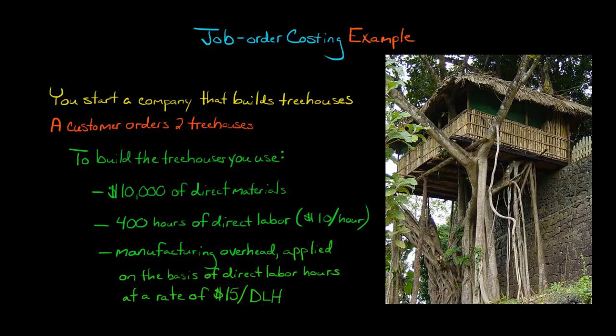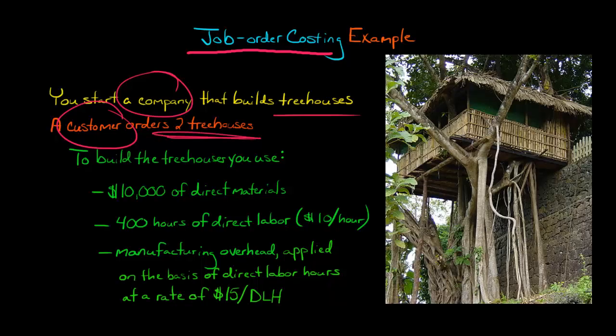In this video, we're going to discuss an example of job order costing. Let's say you start your own company that builds tree houses for people, and you have a new customer that orders 2 tree houses from you. So you're going to put together a thing called a job cost sheet, and it's going to have direct materials, direct labor, and manufacturing overhead. Those are the 3 costs that are going to get charged to a job, okay?